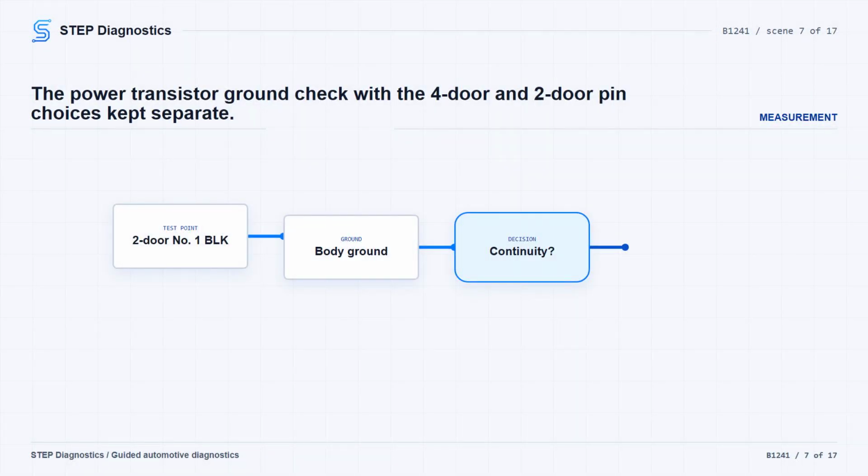Turn the ignition switch to lock 0, remove the jumper wire, and disconnect the power transistor 4P connector. Now check continuity from the power transistor ground terminal to body ground. On a 4-door, check power transistor 4P connector no. 3, the black wire, to body ground. On a 2-door, check power transistor 4P connector no. 1, the black wire, to body ground. If continuity is present, the ground wire is okay and you keep going. If continuity is not present, repair the open between the power transistor and body ground. If the wire checks okay, check for a poor ground at G401.